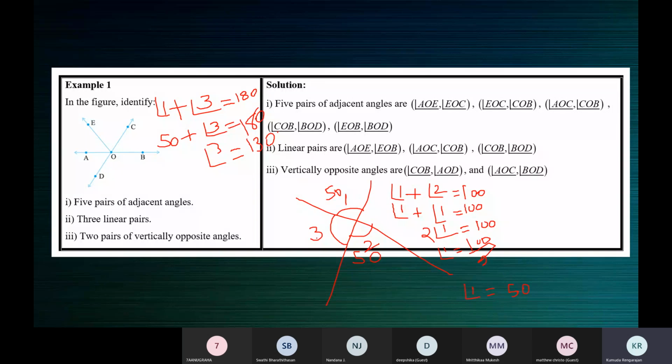If angle 3 is 130 degrees, what will be the measure of angle 4? 130, ma'am, because they are vertically opposite. Vertically opposite angles are equal. So you must use linear pair also here to find the other pair of angles.